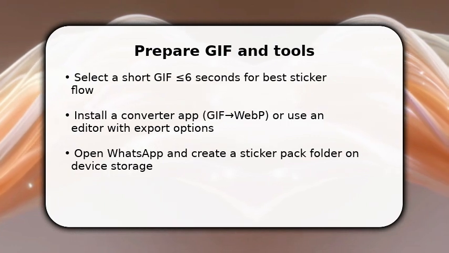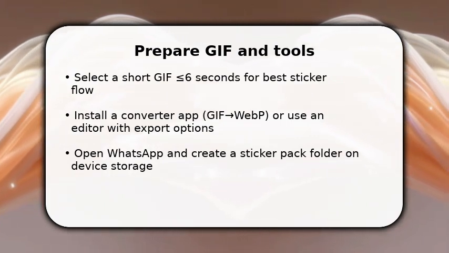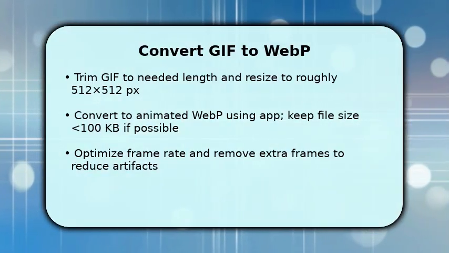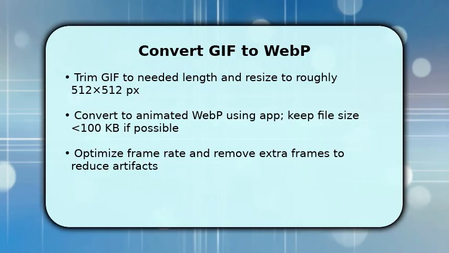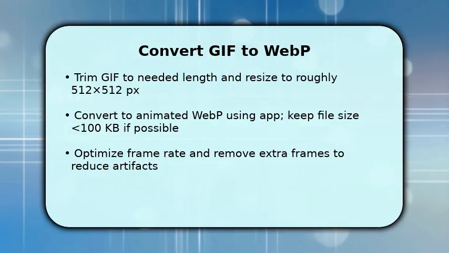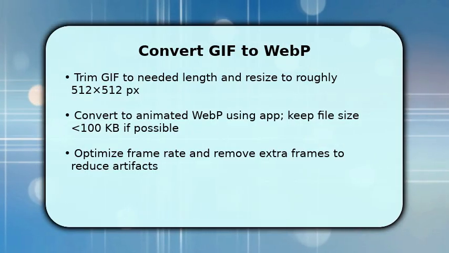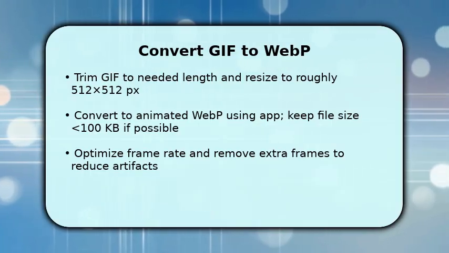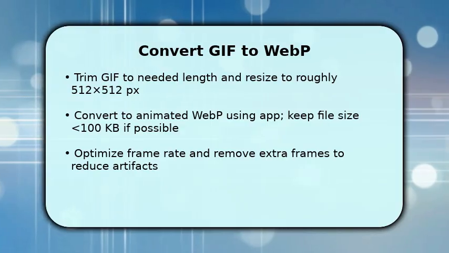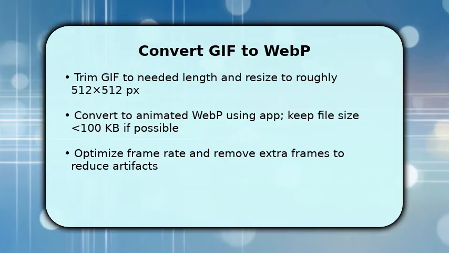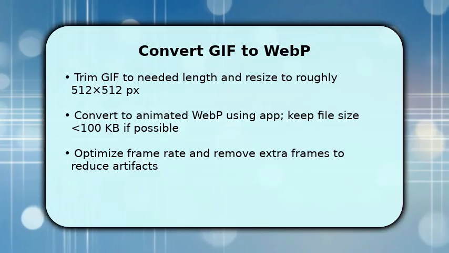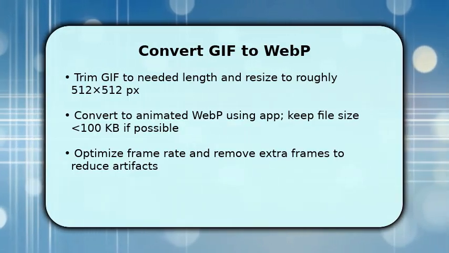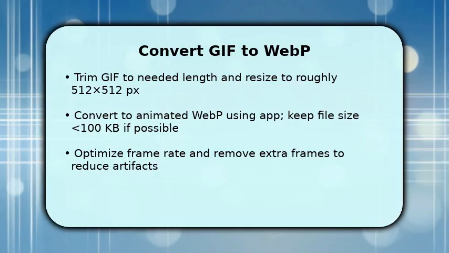Now you'll convert and optimize. Trim the GIF to the essential motion and resize it to around 512 by 512 pixels so it fits WhatsApp's sticker canvas. Then export or convert to animated WebP. Choose settings that preserve loop and transparency. Optimize frame rate and drop redundant frames to lower file size without killing motion quality. Once optimized, verify the WebP plays in your gallery. This confirms conversion succeeded before packaging.